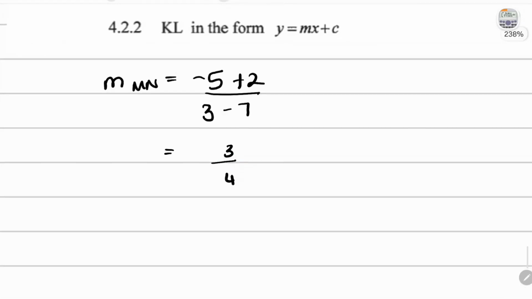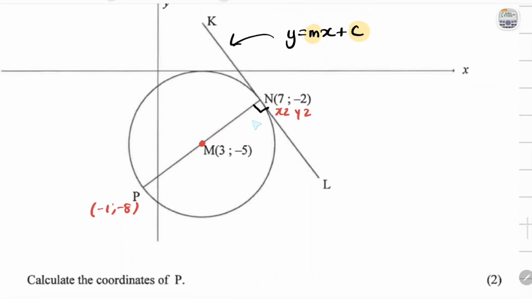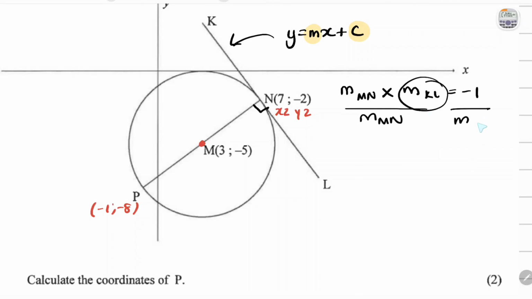If this is the gradient of the radius, then remember that with perpendicular lines, the gradient of the radius MN multiplied by the gradient of the tangent KL gives you negative 1, because those are perpendicular. With this equation, to find the gradient of KL, you would just divide both sides by the gradient of MN. So we'll say negative 1 divided by that other gradient.